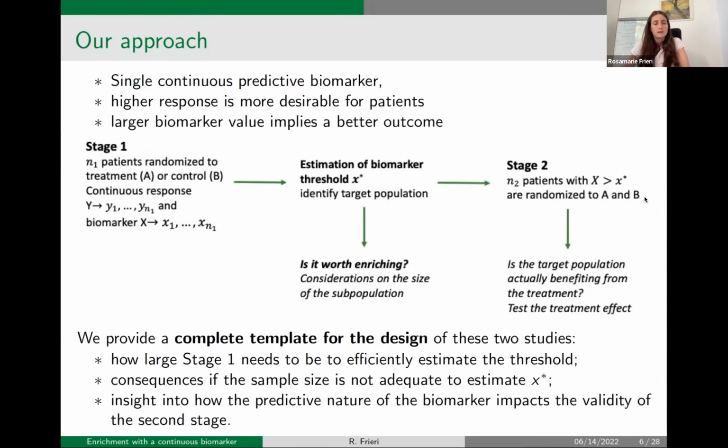In this setting, we provide a complete template for the design of stage 1 and stage 2. In particular, we focus on how large stage 1 has to be in order to efficiently estimate the threshold, and what the consequences are if this is not done properly. We also provide insights into how the predictive nature of the biomarker impacts the validity of the second stage and the whole study.